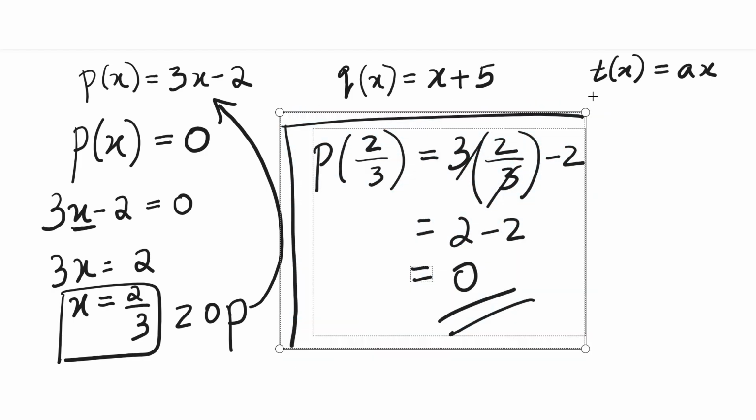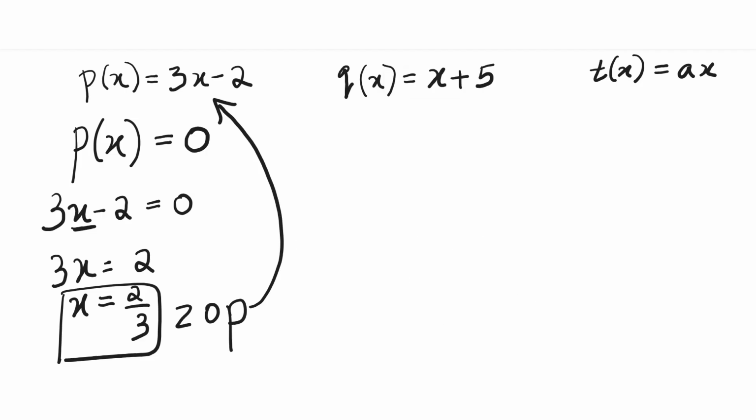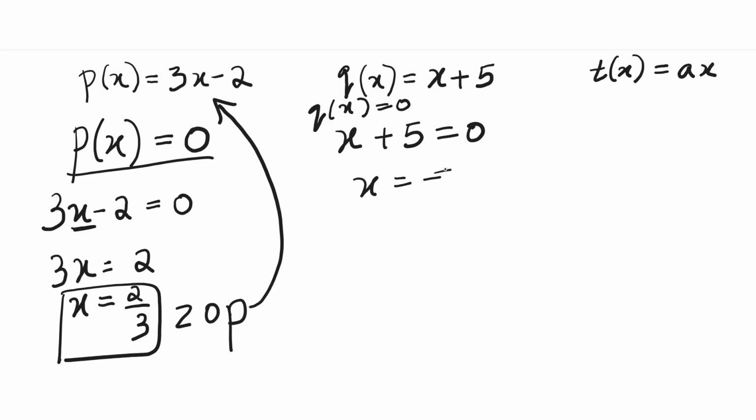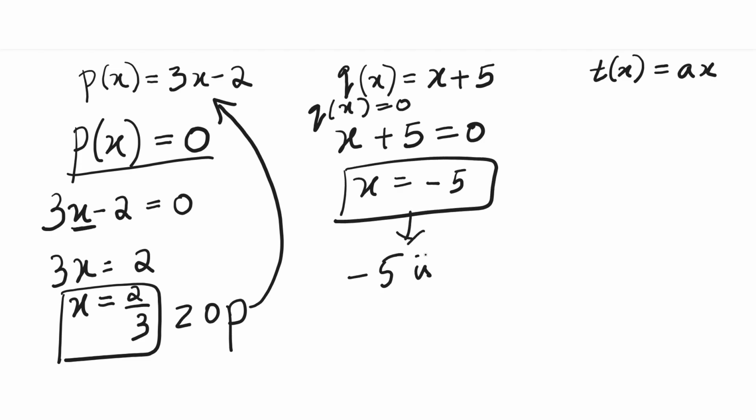Let us try a few more examples. So q of x is equal to x plus 5. Here I am going to take q of x equal to 0. So x plus 5 is equal to 0. X will be equal to negative 5. So this negative 5 is my zero of the polynomial.